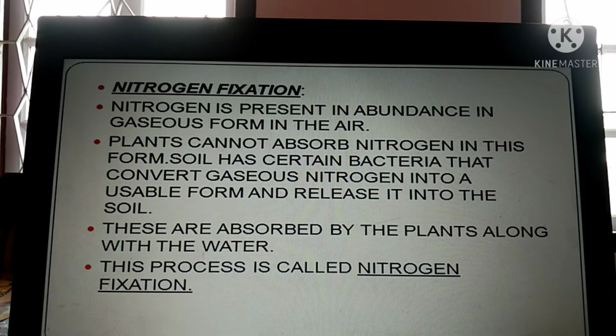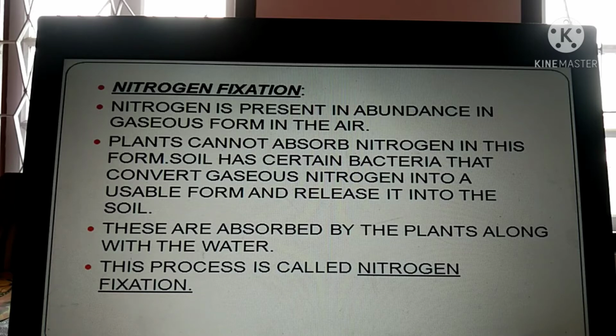Now, plants definitely need nitrogen because it's a very important mineral. So how will the plant get nitrogen? Soil has certain bacteria that convert the gaseous nitrogen into a usable form and release it into the soil. These bacteria live in the roots of certain plants. These plants are called legumes.